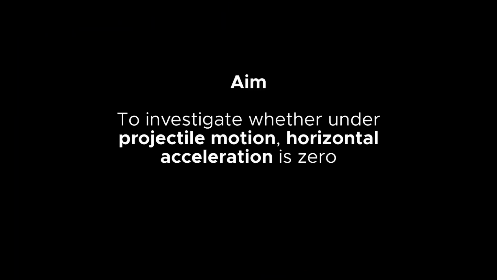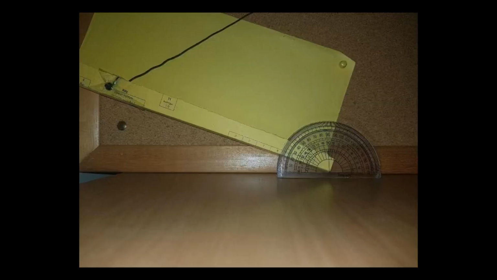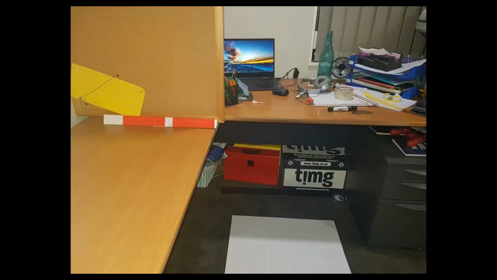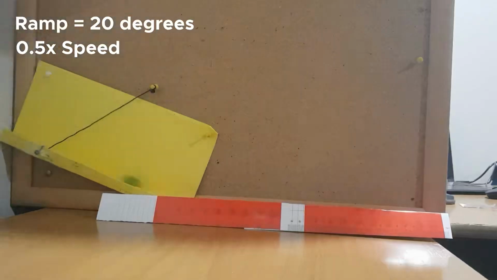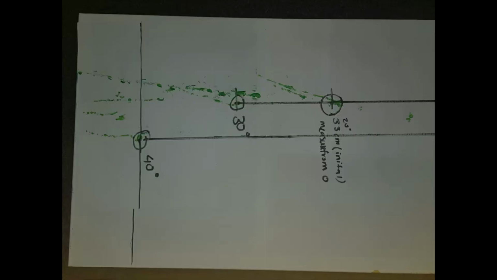The aim of the experiment is to prove the kinematic constraint that acceleration in the x direction is equal to 0 meters per second squared in projectile motion. A ramp is pinned into place at angles of 20, 30, and 40 degrees above the horizontal on a table that is 71.3 centimeters high. A small ball, coated in green ink, is then released from the top of the ramp and travels off the table onto the ground, marking its position of landing.